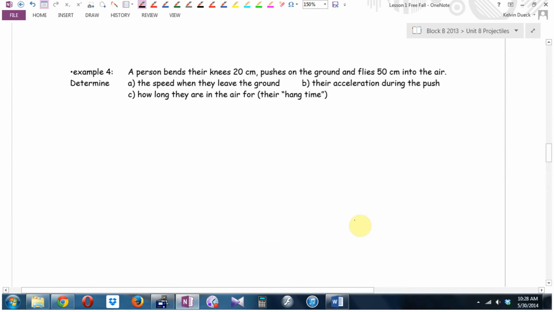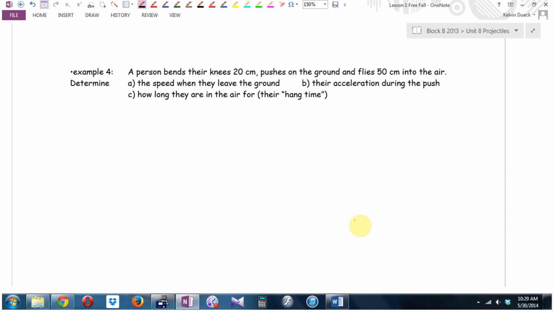Example 4. A person bends their knees 20 centimeters, pushes on the ground, and flies 50 centimeters into the air. We actually did this as a little lab activity. We had one of you jump. We measured your vertical height, and we measured how far you bent. It was the same day we did the reaction time activity.